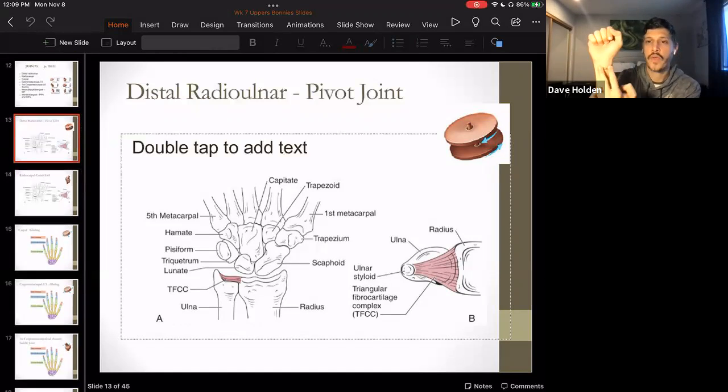The distal radial ulnar joint, so not in the wrist proper, but the distal end of the joint. Remember that the radius will rotate in place, so that's going to create a pivot joint, which will allow supination and pronation. The ulna pretty much stays stationary. It's the radius that is rotating in place. So the radius gets to rotate against a fixed ulna.